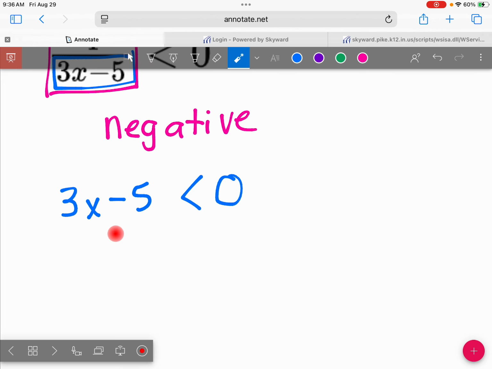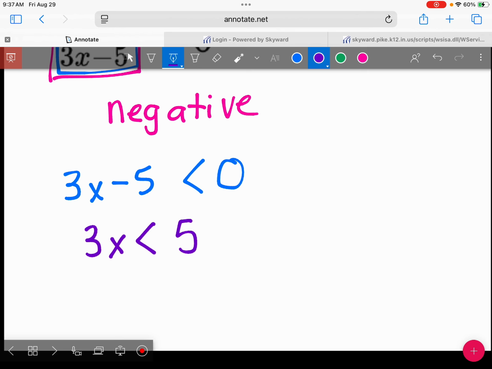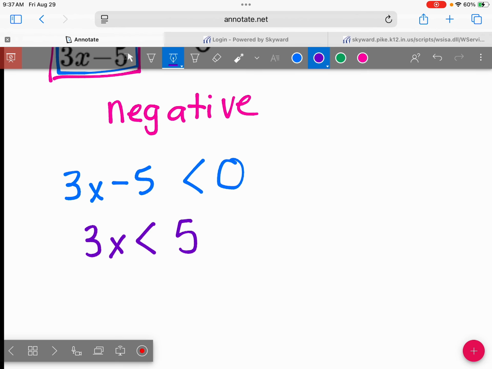So what are we going to do to solve this? Add 5. So we're going to have our 3x is less than 5. Because the 4 is already positive and we're trying to make this fraction negative, the 4 is irrelevant. It doesn't matter if that's 4 or 20 or 843.2. As long as that denominator is negative, my whole fraction is going to be less than 0.